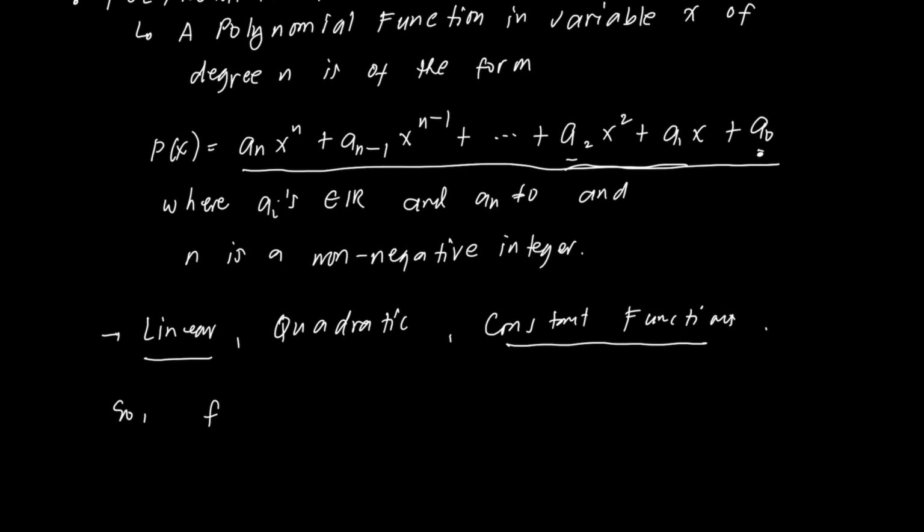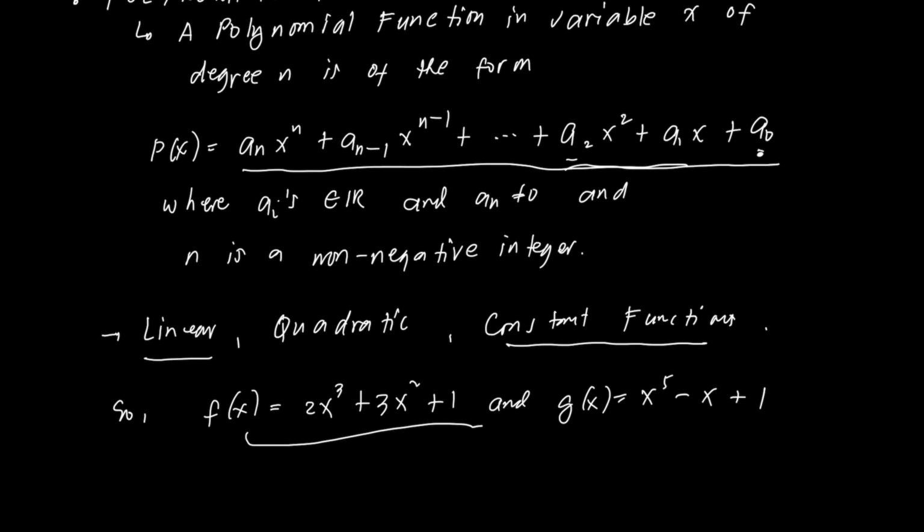Also, f of x is equal to 2x cubed plus 3x squared plus 1, and g of x is equal to x to the 5th minus x plus 1 are examples of polynomial functions. These are polynomial functions.